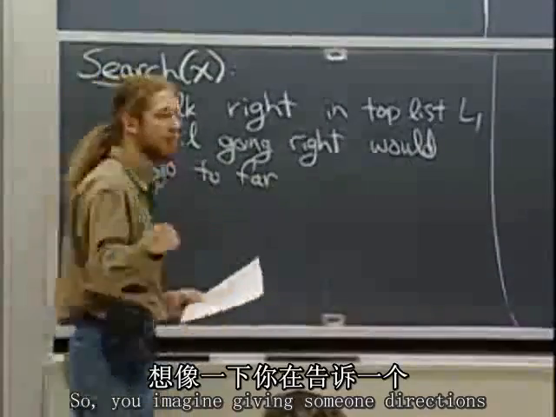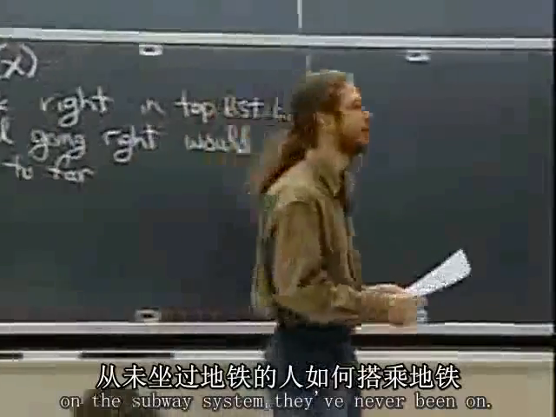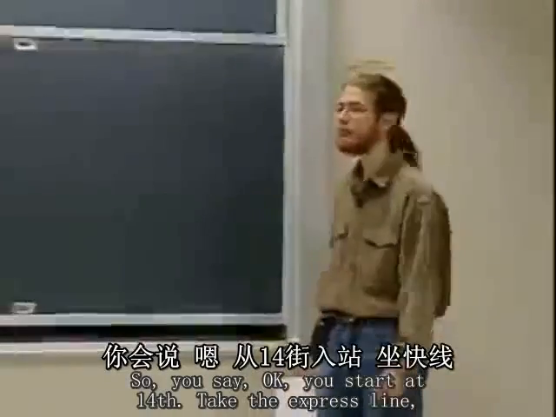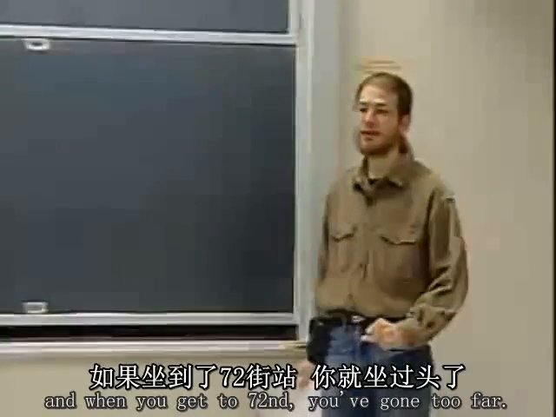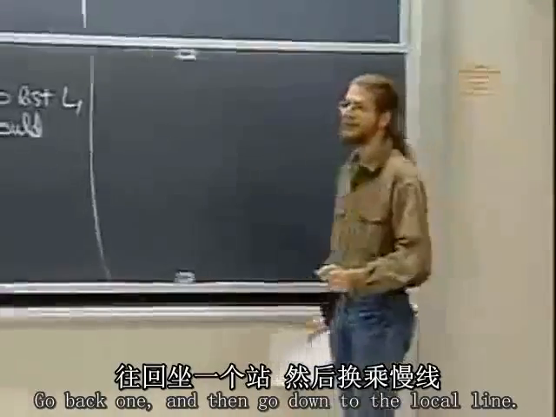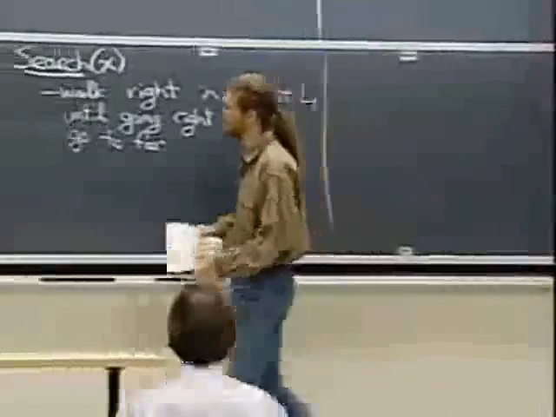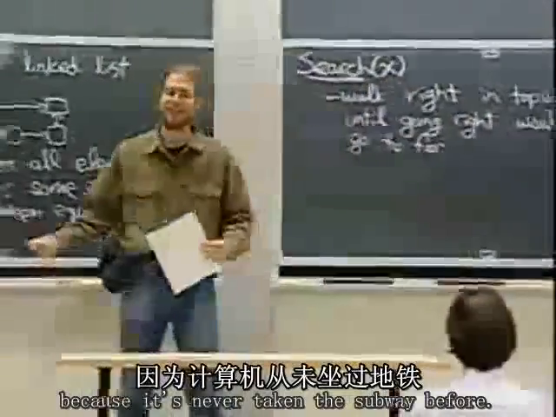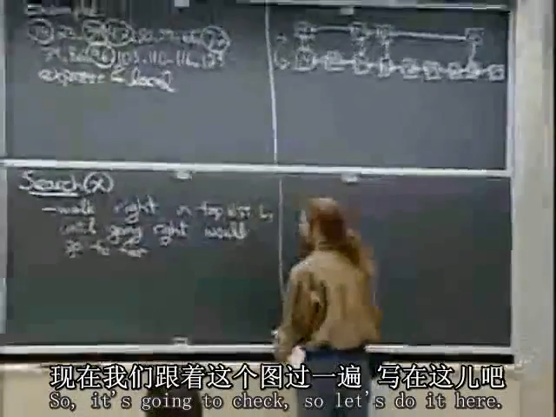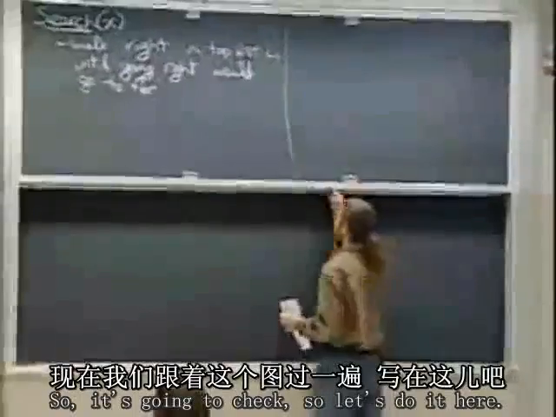So imagine giving someone directions on a subway system they've never been on. You say, okay, you start at 14th, take the express line, and when you get to 72nd, you've gone too far. Go back one, then go down to the local line. Really annoying directions. But this is what an algorithm has to do, because it's never taken the subway before. So it's going to check. So let's do it.